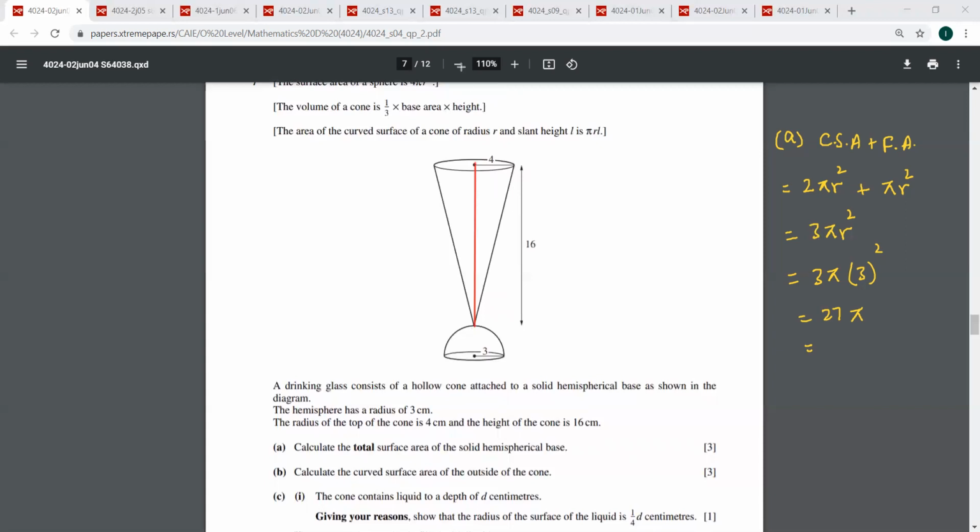So I can say that this length is 16 here, there is 4 here, and this is the slant height of the cone. In this pi r l, this l is the slant height. So using the Pythagoras theorem, you will find this slant height first. That is going to be l squared equal to 4 squared plus 16 squared. So this l squared is going to be 16 plus 256, that is 272.